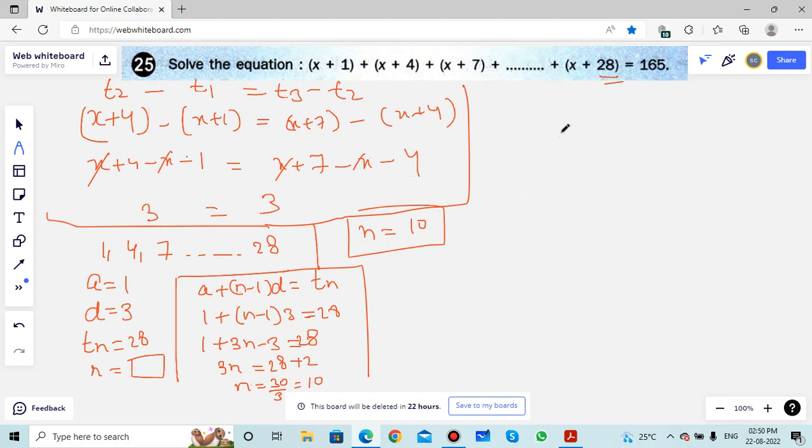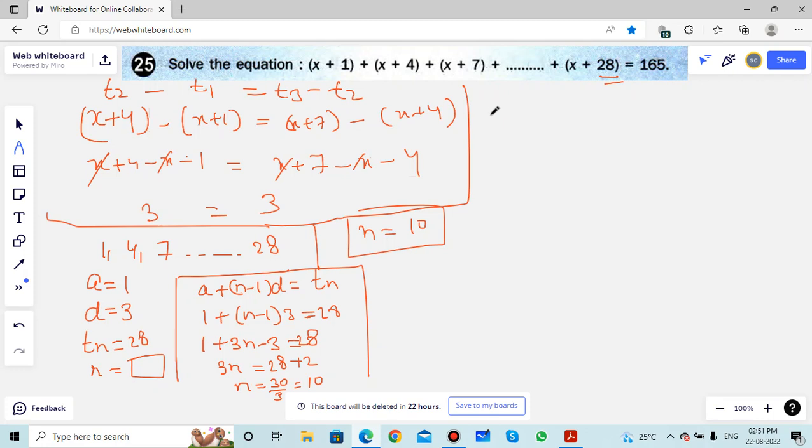Now, which means that when we subtracted x from each term, we got 1, 4, 7 and up to 28, right? So the number of terms will be the same when you get it back in terms of x plus 1 and x plus 4. First term, second term, third term, and this will be the 10th term in it. Okay. So now we have got n is 10. We can use it for finding out the value.